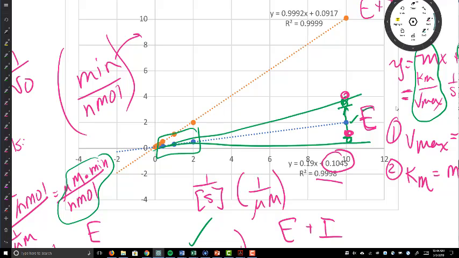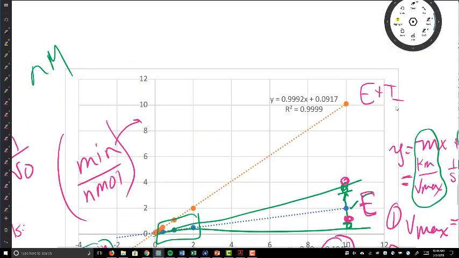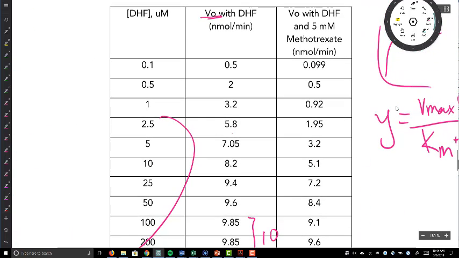So look at the line. Are all the points there? And then look to see if the answers that you get from your Lineweaver-Burk plot match up with what you would predict from the table.